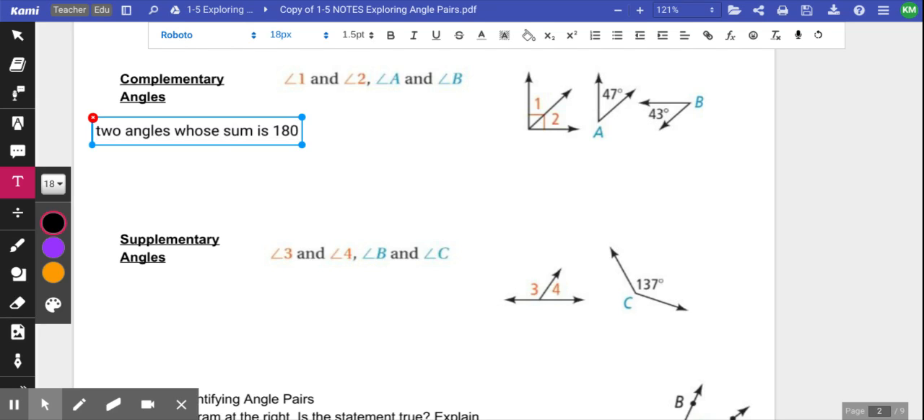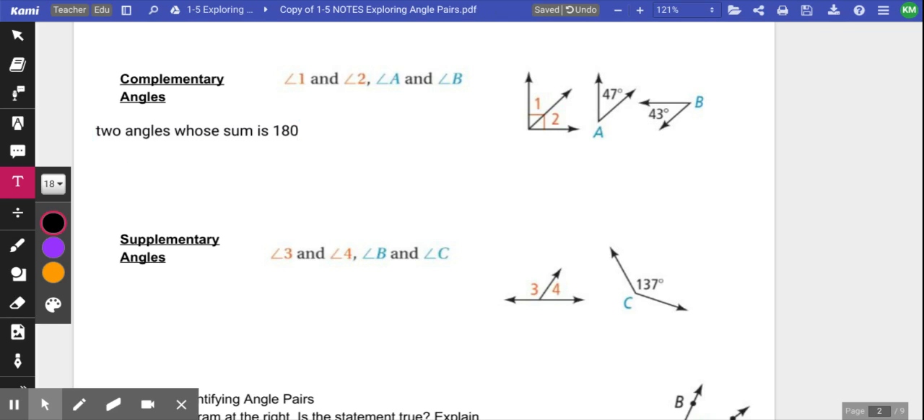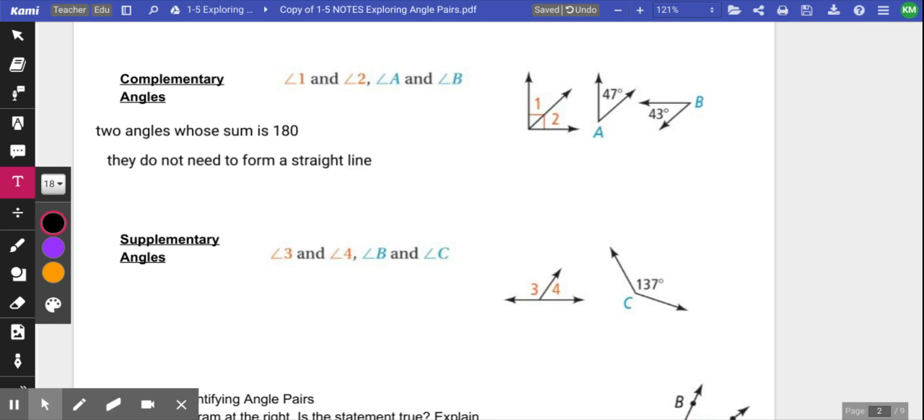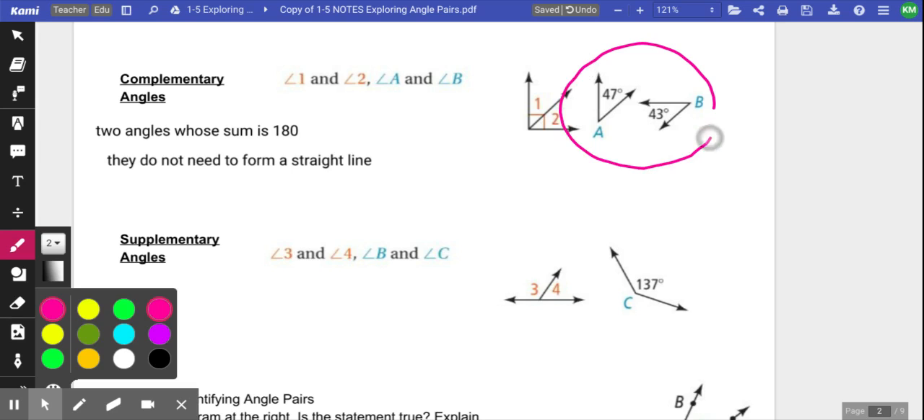Now for complementary angles, they do not need to form a straight line, which is interesting, right? Because typically we think of complementary as 90 degrees, and we always think of that little right angle. But if you take a look at A and B, they just add to 90 degrees. 47 and 43 gives me 90. Two angles that are complementary are known as having complements.